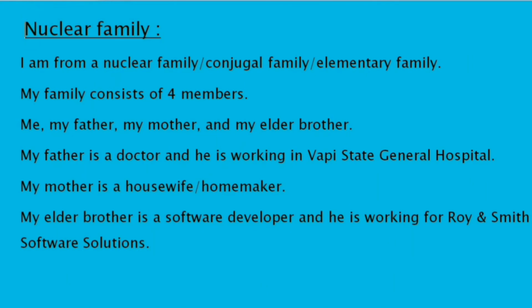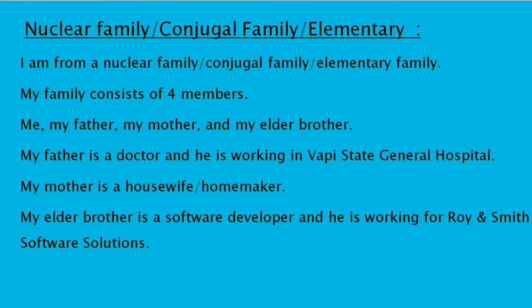So let us turn our attention to the first type, that is nuclear family. We can also use the word conjugal family, or you can say an elementary family. So you can use either one of them, nuclear, conjugal, or elementary. I have given an example here of how to describe a nuclear family. Before that, you need to state the nature of your family. As you see here on your screen, I am from a nuclear family, or conjugal family, or an elementary family.